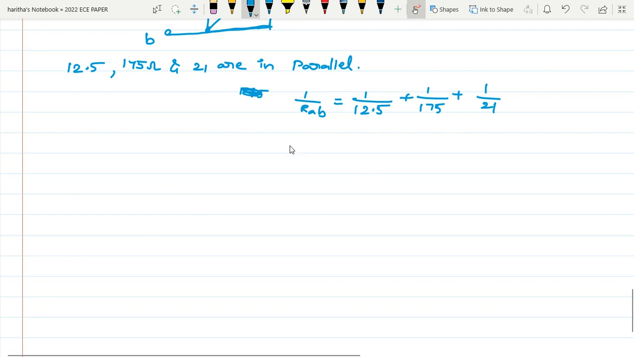By taking LCM and simplifying this, you will get the RAB value 7.53. So this is the equivalent resistance between the A and B terminals.